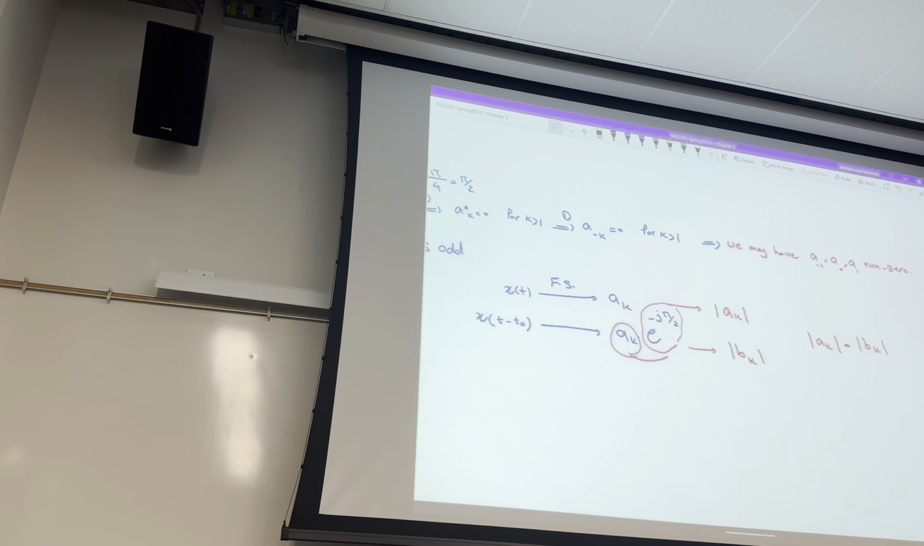Okay, so now let's see what we can find out from there. It says that BKs are odd. That means they're all imaginary, which means the conjugate will just be the negative of BK. What does that mean, BKs are odd? It means they're all imaginary, pure imaginary, if they are odd.